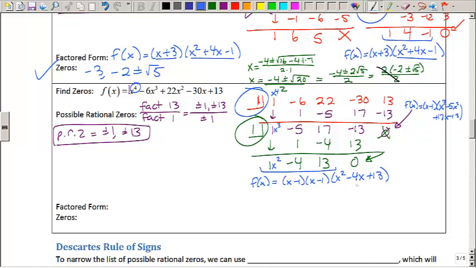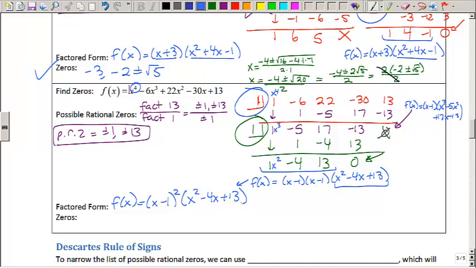Did you get this down to a quadratic? Yes, you did. Now that I have a quadratic, I'm going to just factor if I can. If I can't factor, then I'll have to use quadratic formula. Can you factor x squared minus 4x plus 13? What a bummer, you can't. So my factored form, I'm just going to move down here. F of x equals x minus 1 times x minus 1, or I'm just going to write x minus 1 squared to save a little room. And that's my factored form.